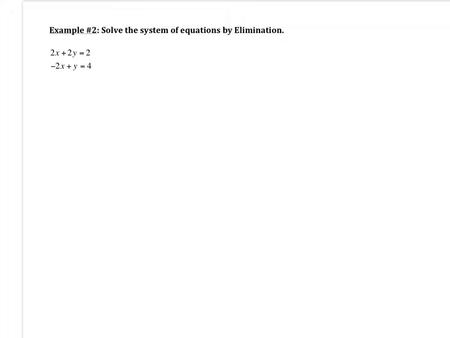So again, we want to make sure that everything's lined up. So the x's are on top of each other, the y's are on top of each other, the equal signs are on top of each other, and the constants are on top of each other. So next, we want to look at the coefficients in front of each variable.